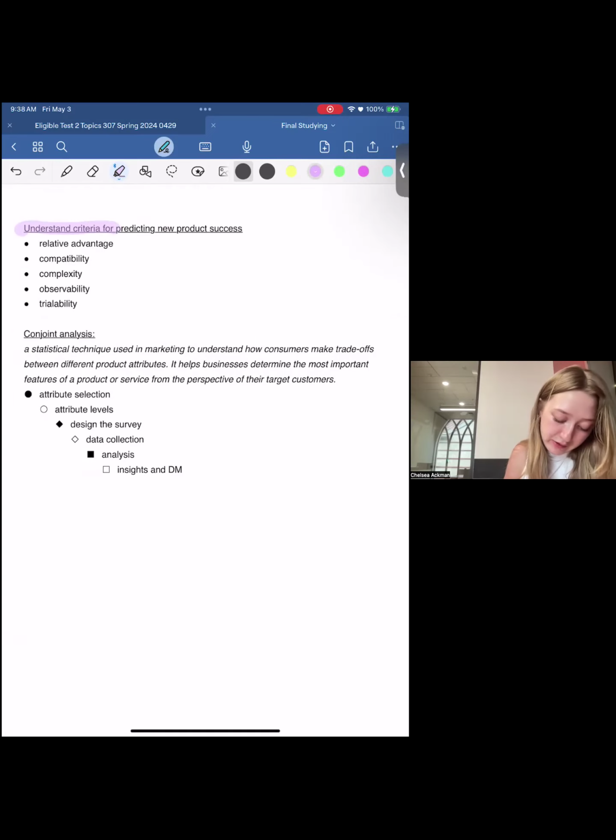Next up, understand the criteria for predicting new product success. This is relative advantage, compatibility, complexity, observability, and trialability.